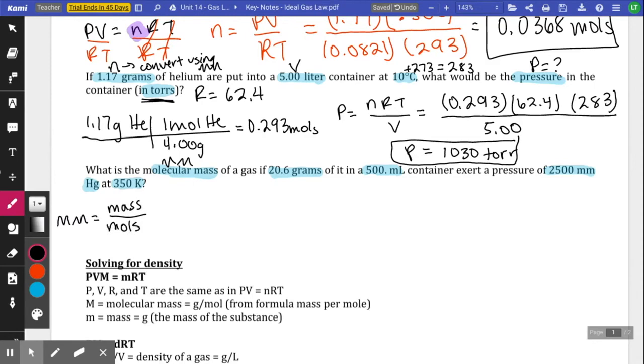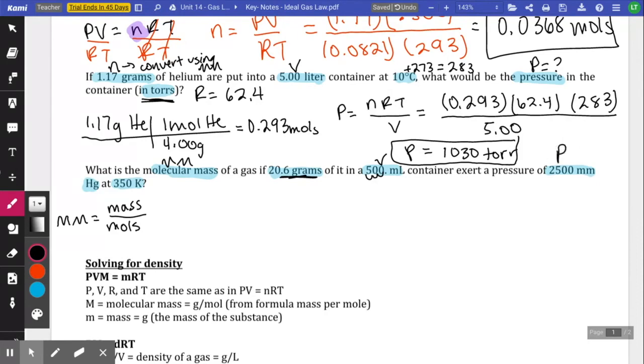So if I wanted to figure out the molecular mass of a substance, I could say, well, what's the mass of that substance and then how many moles are in that mass, and I can get the molecular mass that way. So we are going to use this 20.6 grams eventually, but we're going to wait till the end. Right here I have 500 milliliters, that's volume. So again, I need to convert it to liters. So move the dot 3 times to the left, and I end up with 0.500 liters.